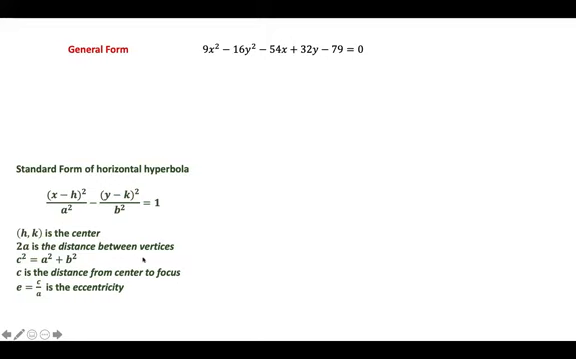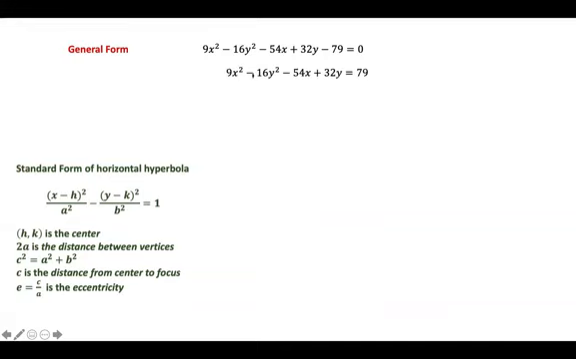2 times a will be the distance between the vertices. c squared equals a squared plus b squared, where c will be the distance from the center to the focus, and c over a will be the eccentricity. And for a hyperbola, you should always have an eccentricity that's greater than 1.